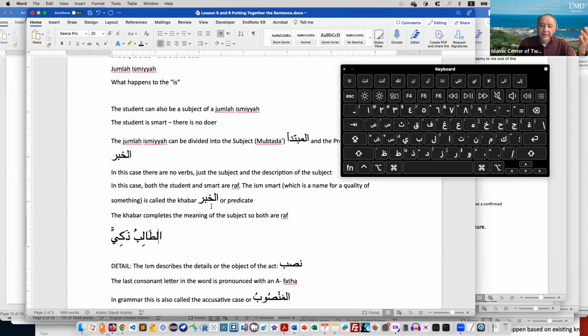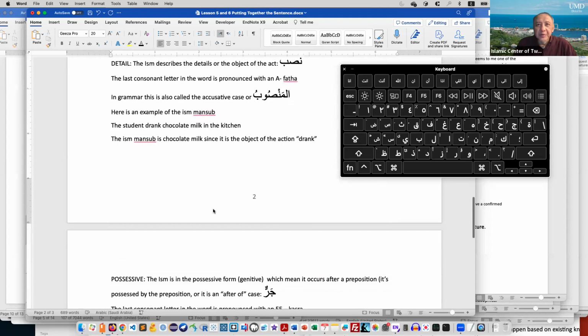When an isim is both the subject of the sentence and the predicate, or khabar, of the sentence, right? When that happens, it's rafa. It's all u. Okay. Later we'll do an example. Actually, we can do an example right now if you want.